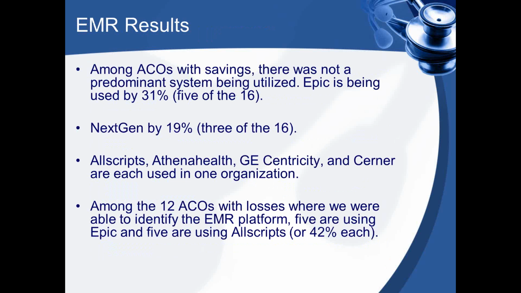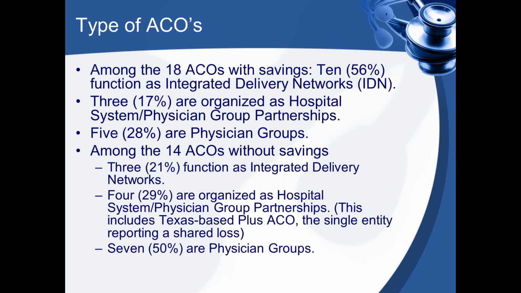Interesting on the EMR results, there's not a predominant system being utilized. Epic was used by 31% of those that had savings, NextGen 19%, and then Allscripts, Athena, GE Centricity, all used in one organization. But of the 12 ACOs with losses, 5 were using Epic, 5 were using Allscripts.